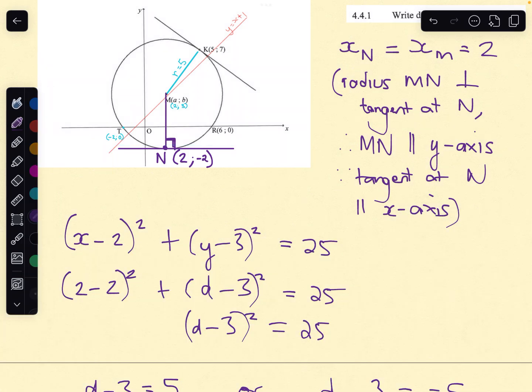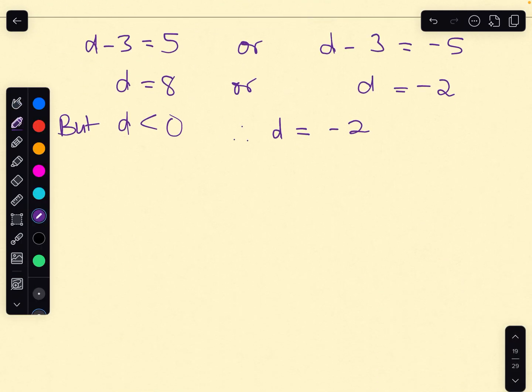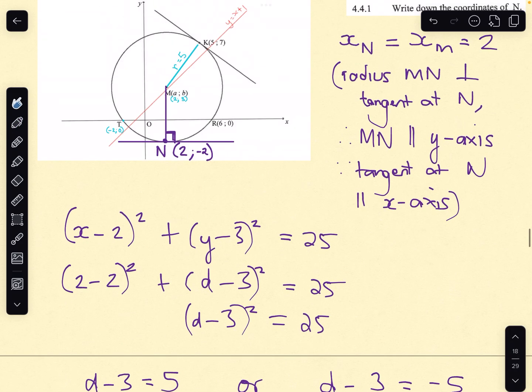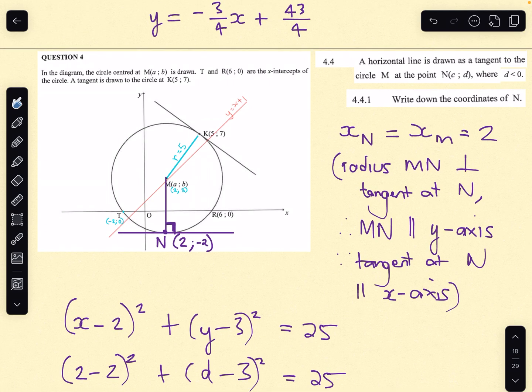Right, so for completion, the coordinates of N are 2 and negative 2. Right, and then I think we just have one more question.